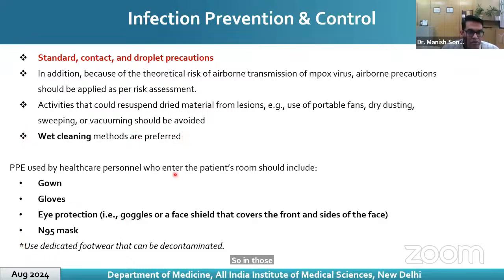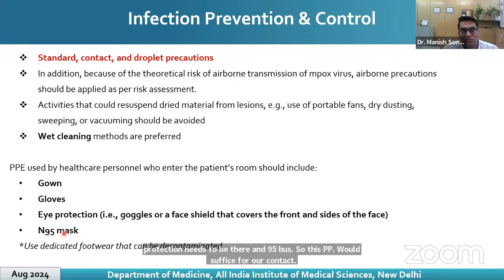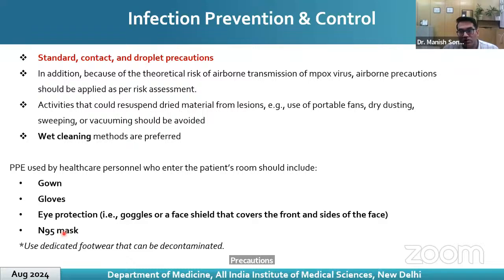Wet cleaning methods are preferred. What we should be wearing while managing or seeing these patients is a gown, gloves, eye protection, and an N95 mask. This PPE would suffice for our contact precautions. We maintain some distance from the patient, 6 feet, to take care largely of the droplet precautions, along with regular cleaning.